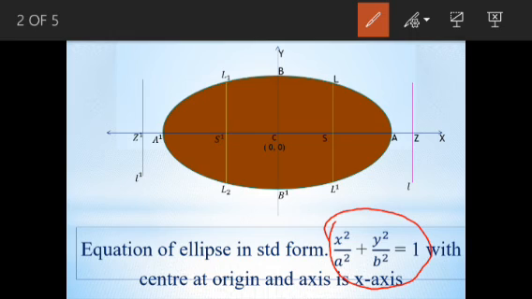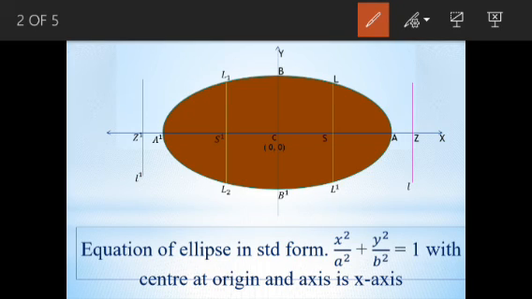Here we have a diagrammatic representation, which is given in this video. Consider an ellipse with center at origin, and the ellipse cuts the x-axis at A and A dash and the y-axis at B and B dash. The line AA dash is called the major axis of an ellipse and the line BB dash is called the minor axis of an ellipse. Remember this.